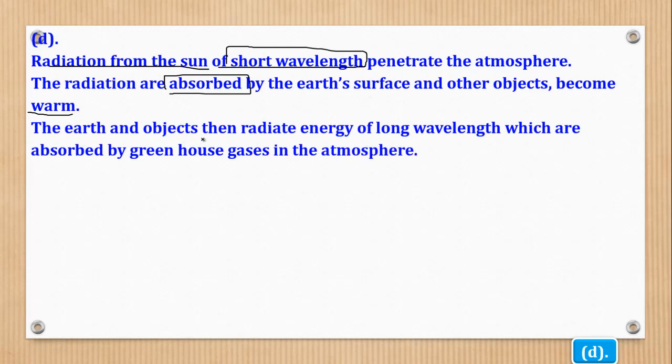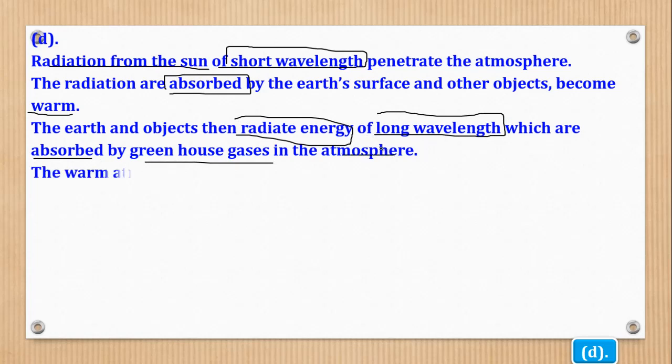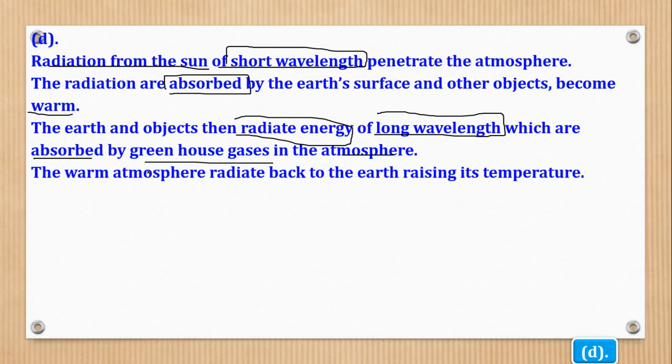The Earth and the objects then radiate energy of long wavelength, which is absorbed by greenhouse gases in the atmosphere. The warm atmosphere radiates back to the Earth, raising its temperature. So this effect is what we call the greenhouse effect, an abnormal increase in temperature.